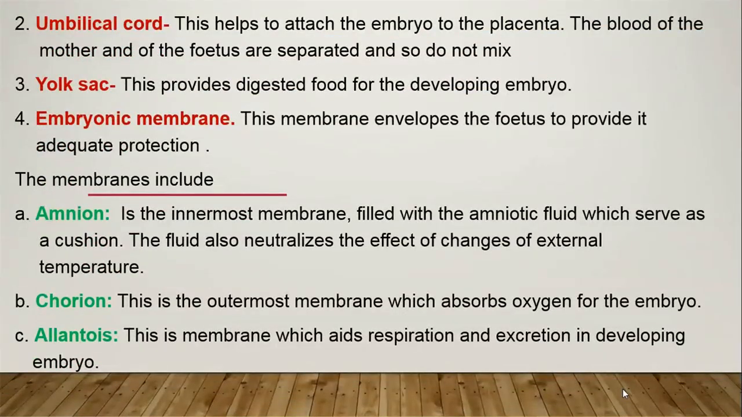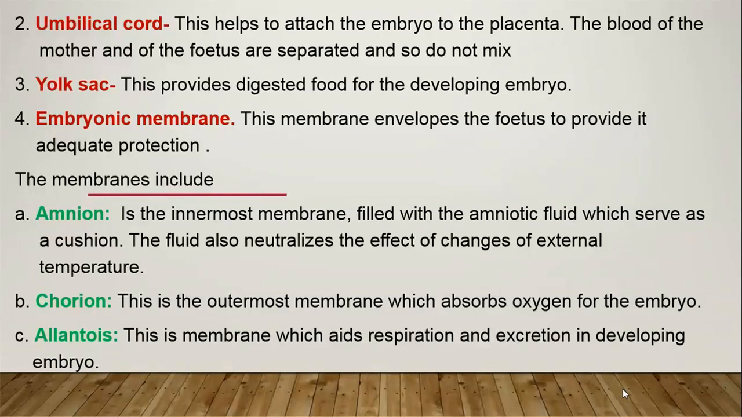So another part that ensures that the baby survives well is the umbilical cord. Now this helps to attach the embryo to the placenta. The blood of the mother and of the fetus are however separated. They don't mix together. Number 3, this is what is cut off during delivery, to just remain a small portion known as the navel. Number 3 is the yolk sac. This provides digested food for the developing embryo.